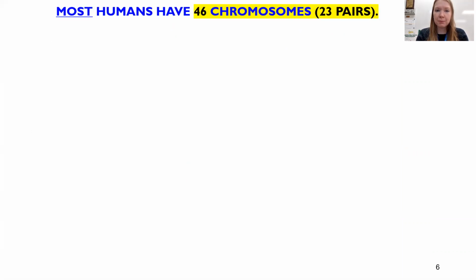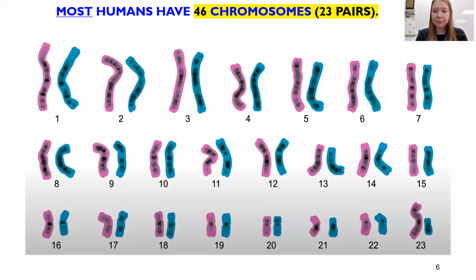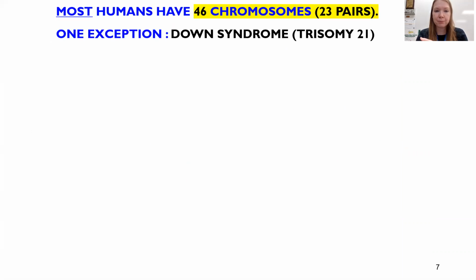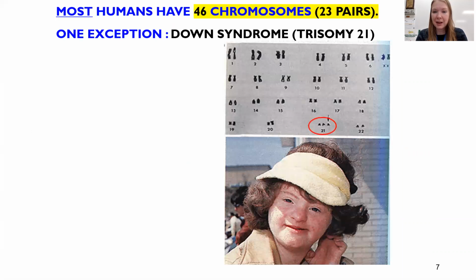So most humans have 46 chromosomes or 23 pairs. And you get 23 from your mom and 23 from your dad. Now I say most humans have 46, but there are instances where people have an additional chromosome. And when that happens, it's usually on the 21st chromosome pair. And in this case, they have a third chromosome number 21.